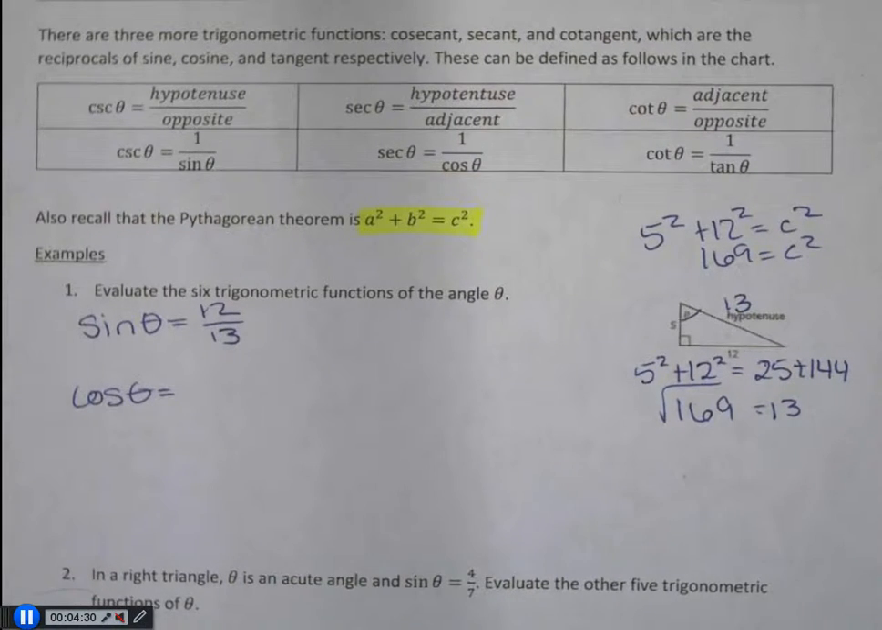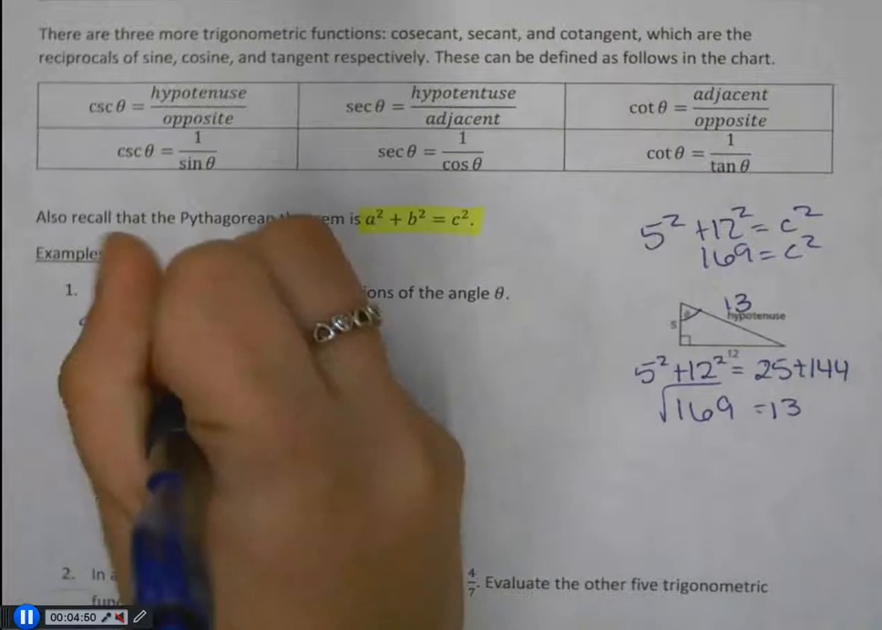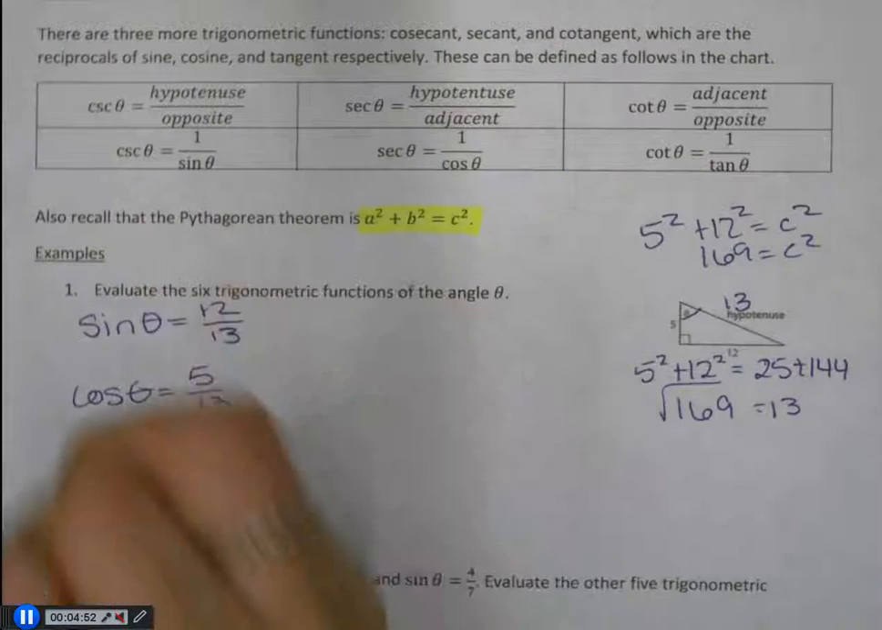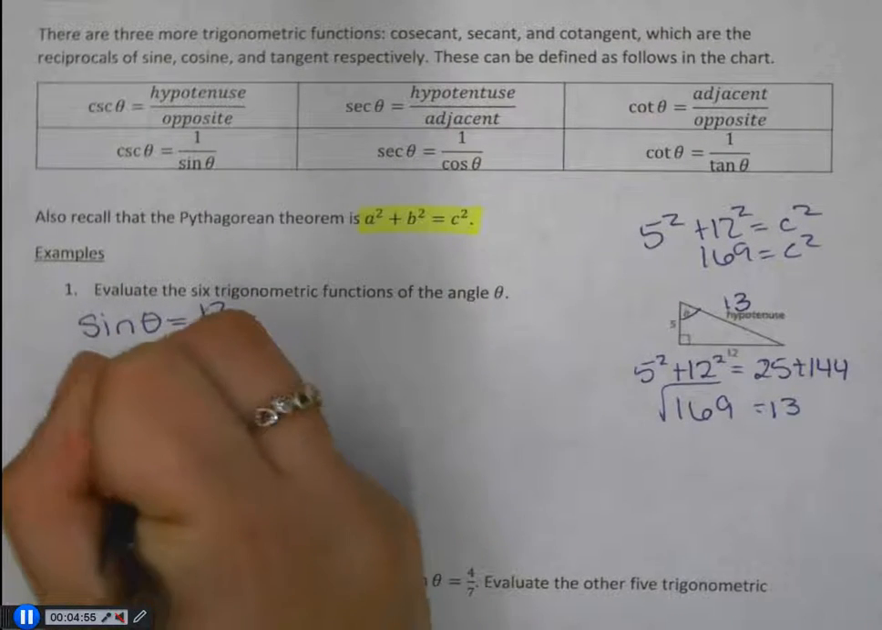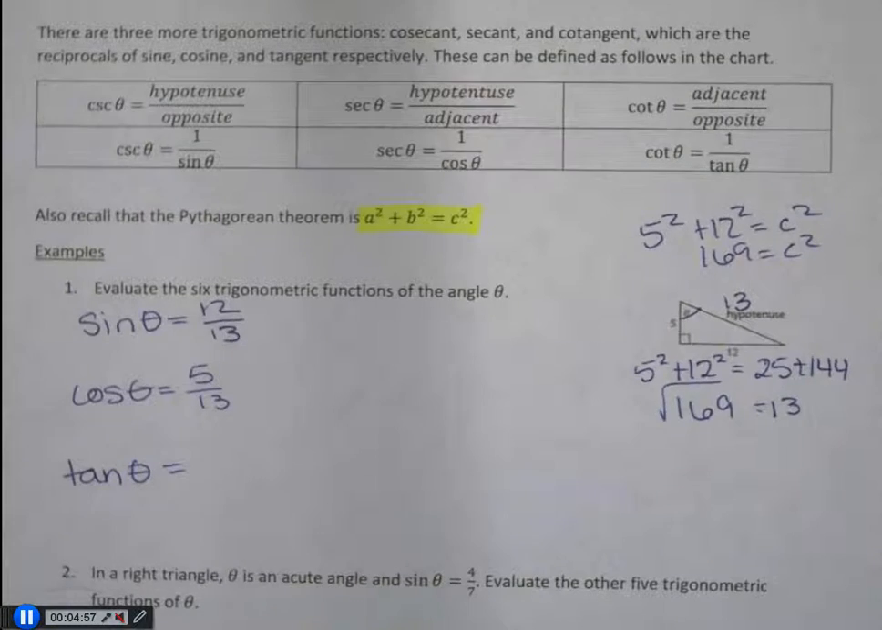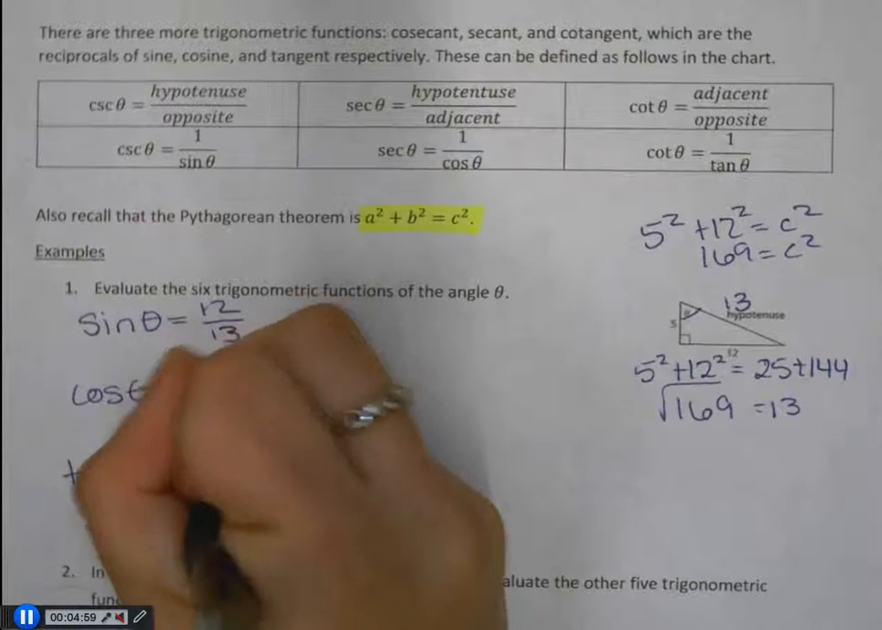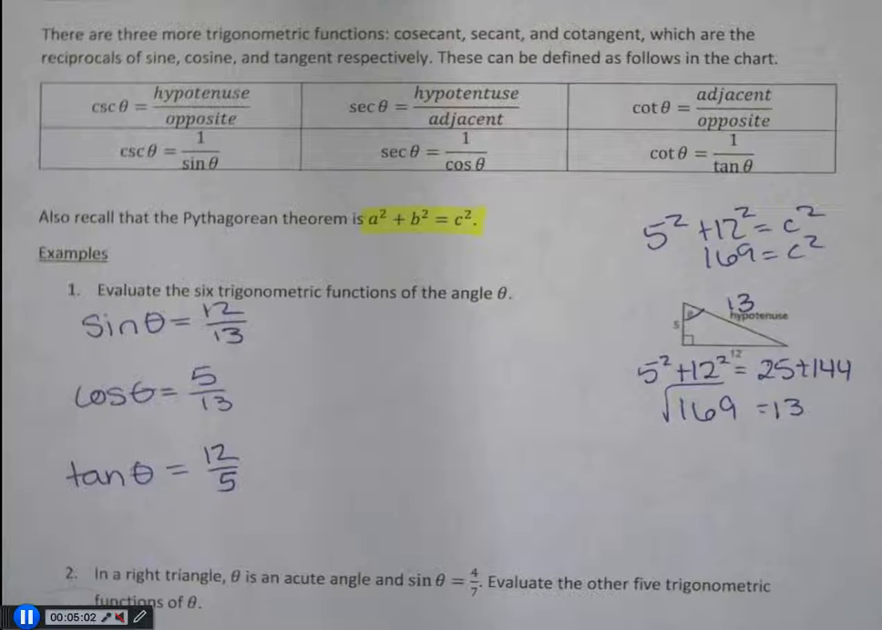Guys, are you paying attention? Not 1 over 13. What's my side length next to the angle? Adjacent over hypotenuse. What's my adjacent side? 5 over 13. Okay. Tangent is opposite over adjacent. So what's my opposite side? 12 over 5. Questions on those three? Those are ones you've used before. No, it's not all 6, Jerry.